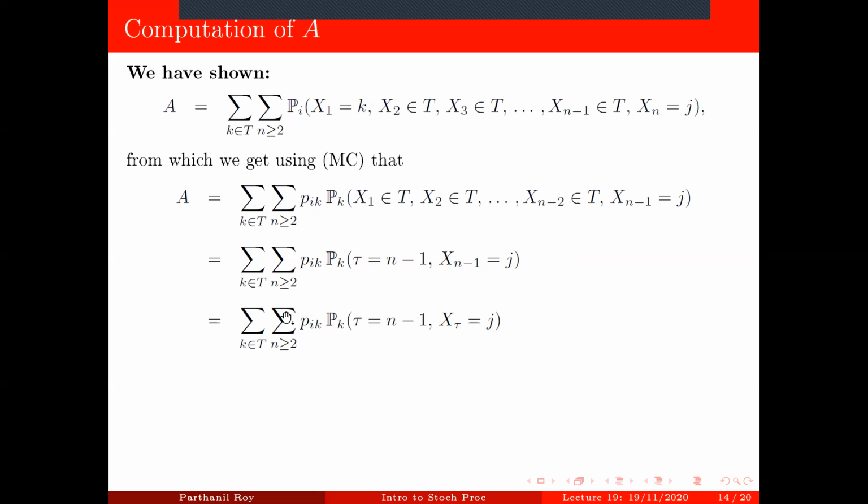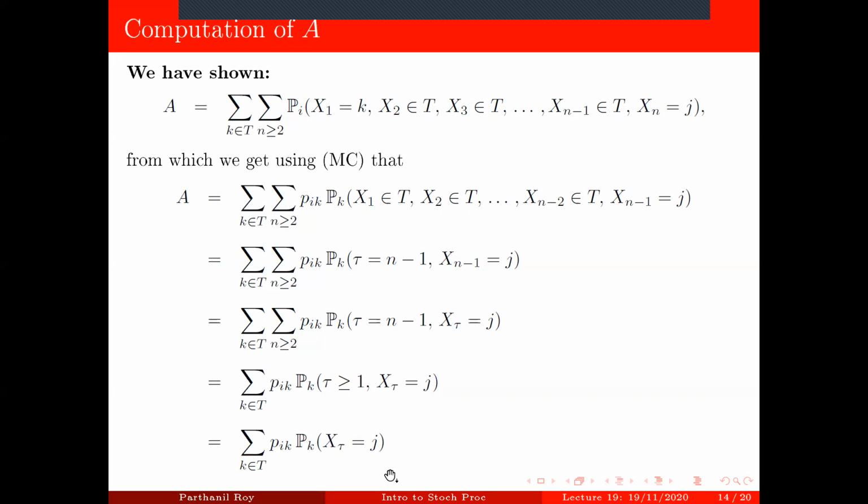Now this sum here, n bigger than or equal to 2, would give you that tau is bigger than or equal to 1. So this sum I can take inside, and of course pi_k has no n in it, so this can come out, and this sum here will give you tau is bigger than or equal to 1. Now of course, since we are starting at k, which is in T, the first time the Markov chain hits T complement has to be at least 1. So tau bigger than or equal to 1 is redundant, since we are starting the Markov chain at a transient state. So we can get rid of that.